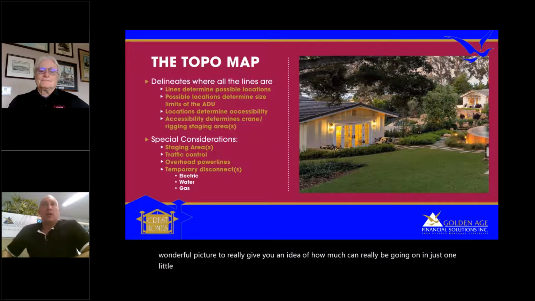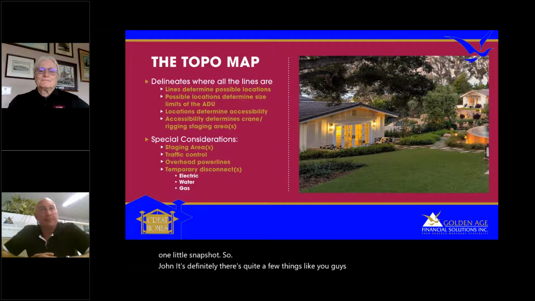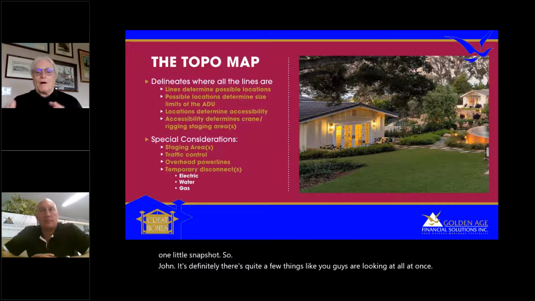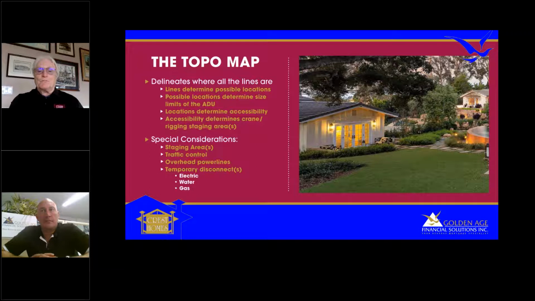So John, there's quite a few things you guys are looking at all at once. Yeah. We also have to pay really close attention to any overhead power lines. Depending on the distance from the crane, they may require temporary disconnects, and that can be a real challenge. If your property is close to overhead power lines, which is often the case, any neighbors impacted will have to be notified, as they could be without power for hours. And you may have people on ventilators and things like that.